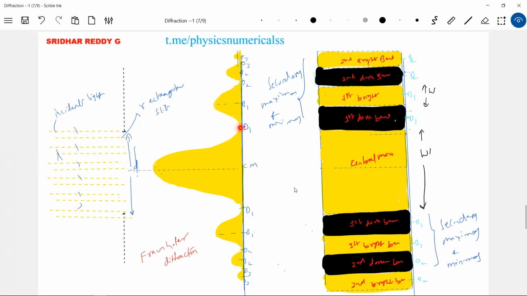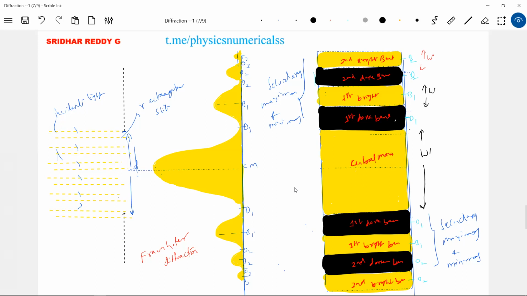We also have to give a suitable expression for where the dark and bright bands will be located, and why the intensity of this is more compared to this one. In interference, we get all the same intensity. All maxima will have the same intensity. Here, the central maxima will have more intensity, and as you move away from the central maxima, the intensity of the bright bands keeps decreasing. Are you noticing one more thing? The width of all the bright bands will be the same. The width of the second bright band and the first bright band will be the same.